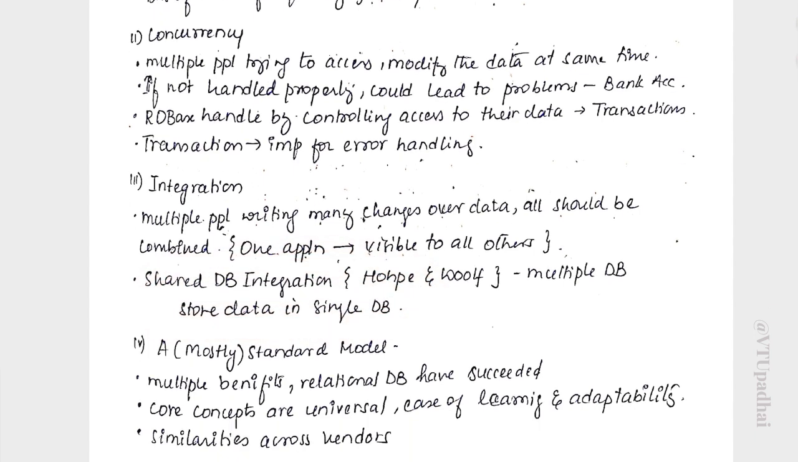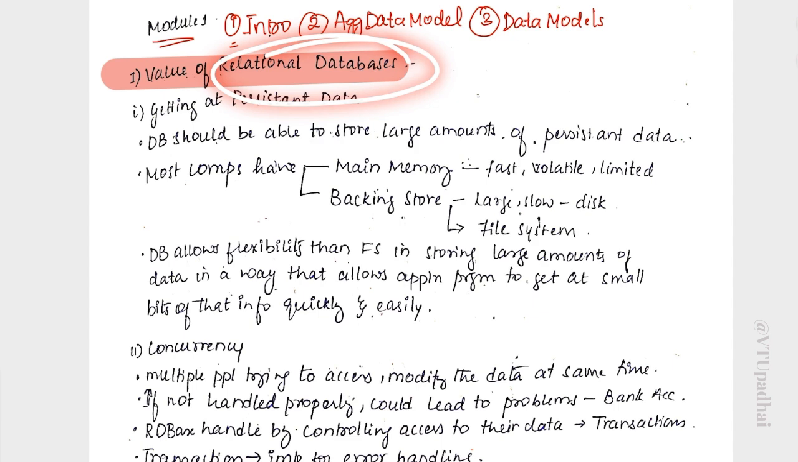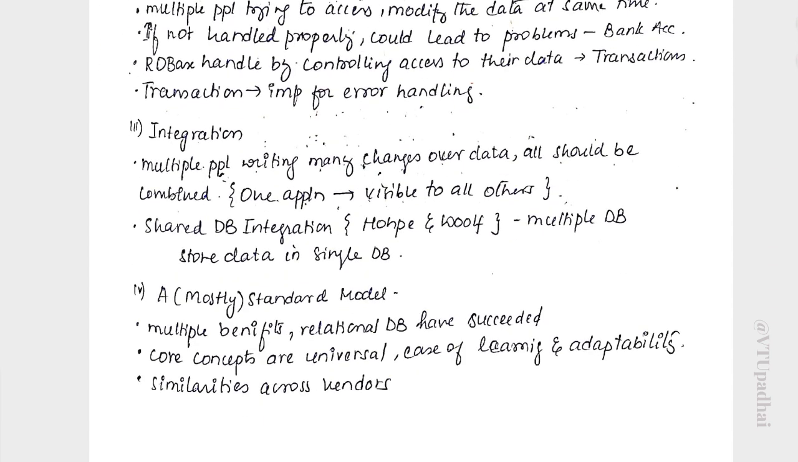Next we have is a mostly standard model. So can we say that relational database is the standard model? Yes, it is mostly a standard model. We could say 98% it has been widely used, right? So one of the reasons why relational databases have remained consistent in this market is because of the features and the benefits which they offer.